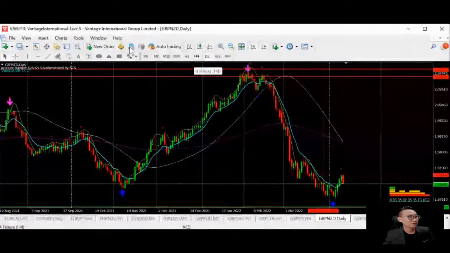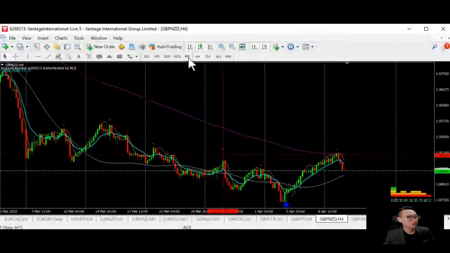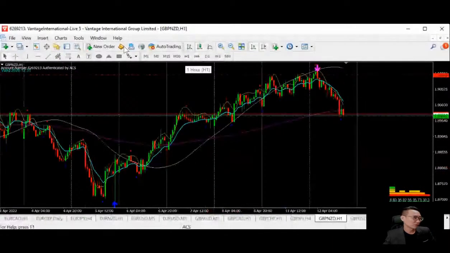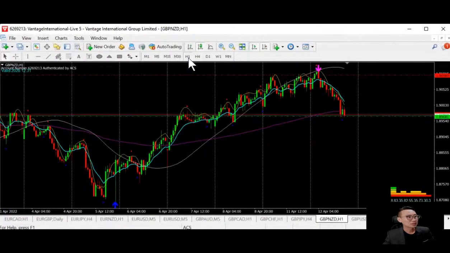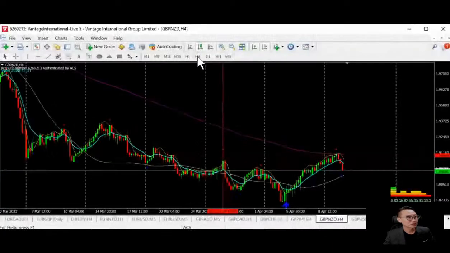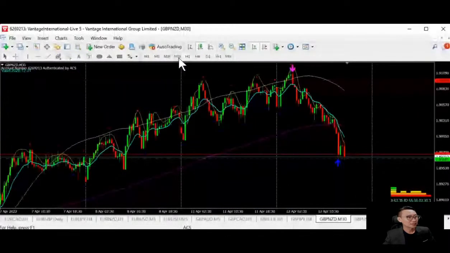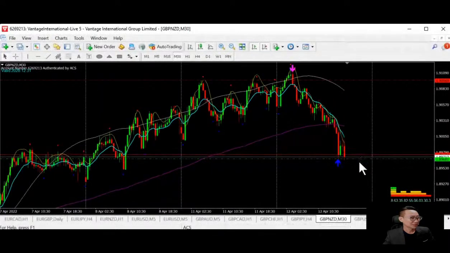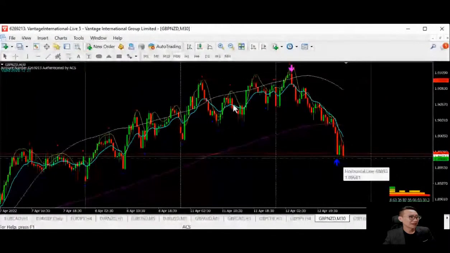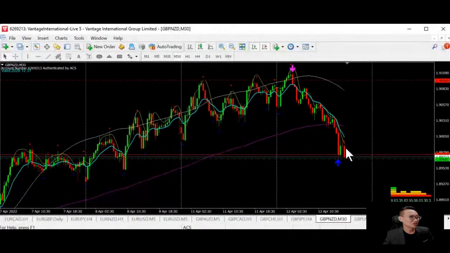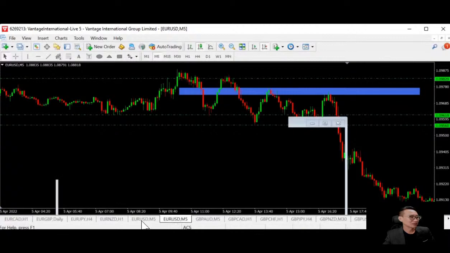What about pound kiwi? Pound kiwi over here is still looking good. It's still the same, also on the support right now, testing the support. Yeah, this is exactly what I want. It tested the support, went up, and now the lower resistance is testing the support. That is what I want.